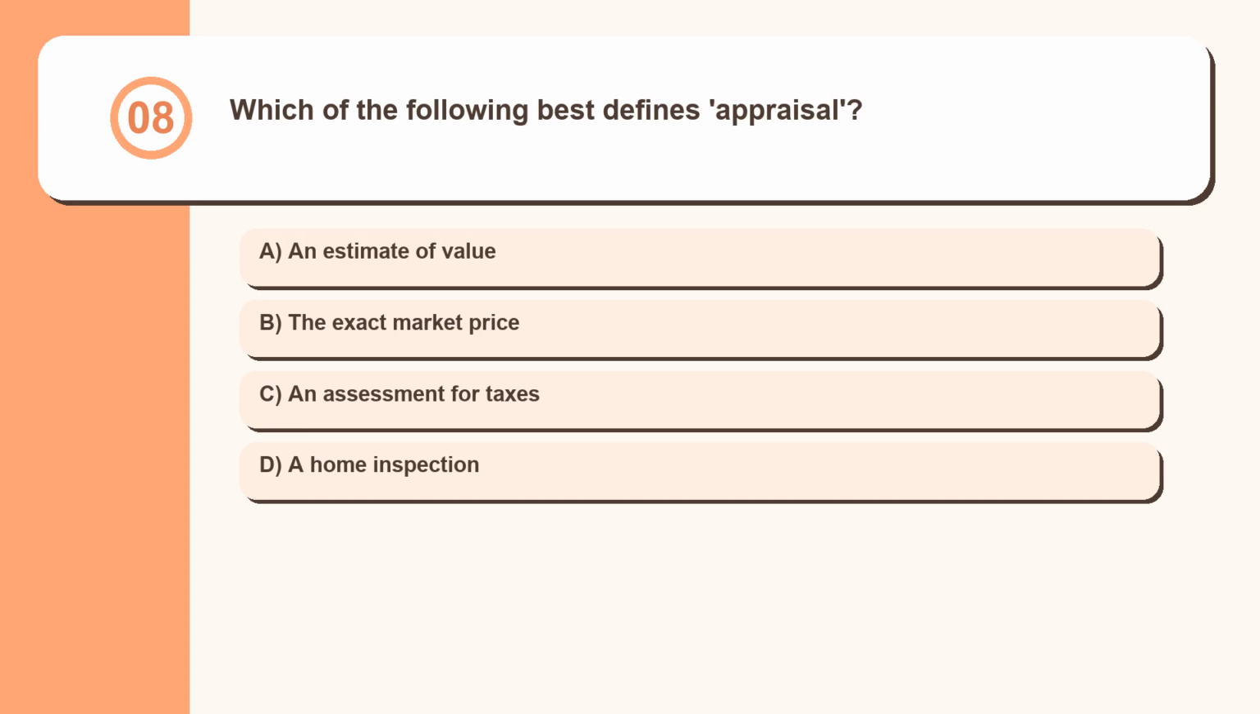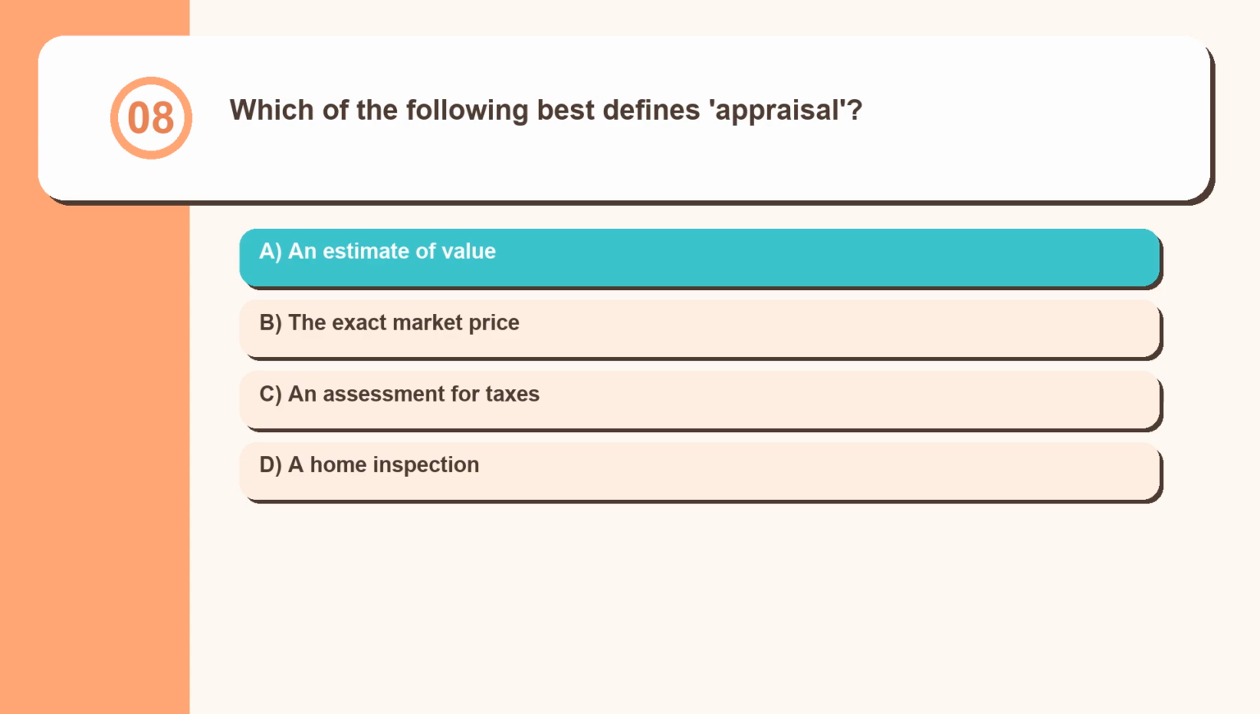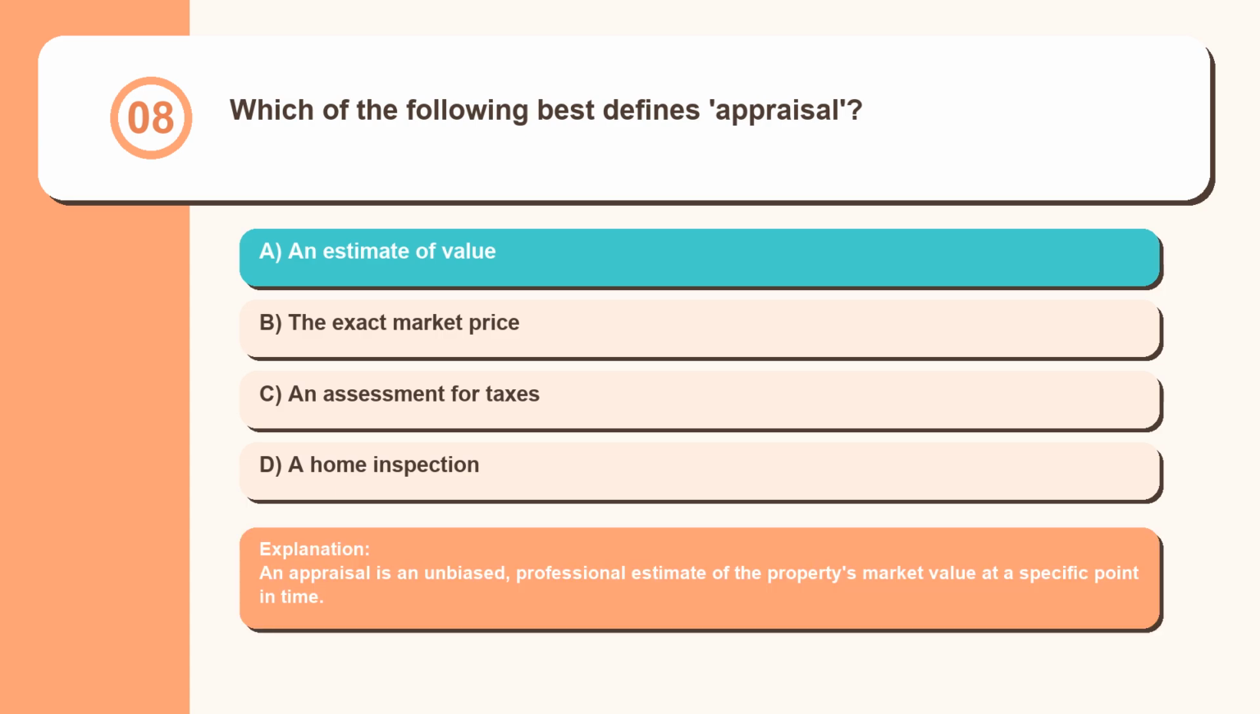Question 8. Which of the following best defines appraisal? An estimate of value, the exact market price, an assessment for taxes, a home inspection. An appraisal is an unbiased, professional estimate of the property's market value at a specific point in time.